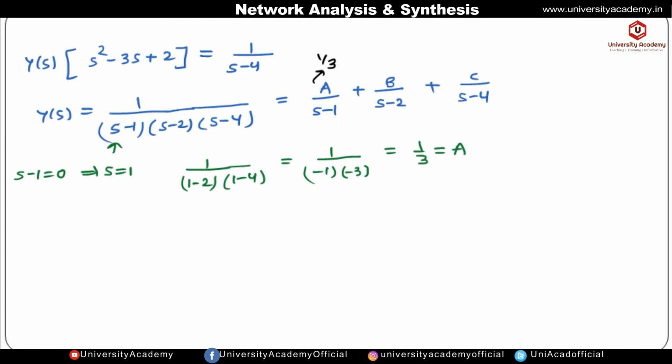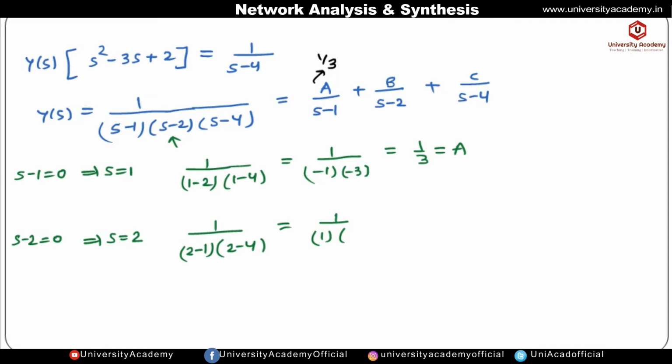Similarly we will find the value of B. So for B we will equate s minus 2 is equal to 0, so we are getting s is equal to 2. Okay, so we will substitute here except this term. Here we will not put it because it will become infinity. So it will be equal to 1 by, the s value is 2, so this is 2 minus 1 into 2 minus 4, so we are getting 1 by 2 minus 1 is 1 into this is minus 2, so we are getting B value as minus 1 by 2. Okay, so B value is minus 1 by 2.